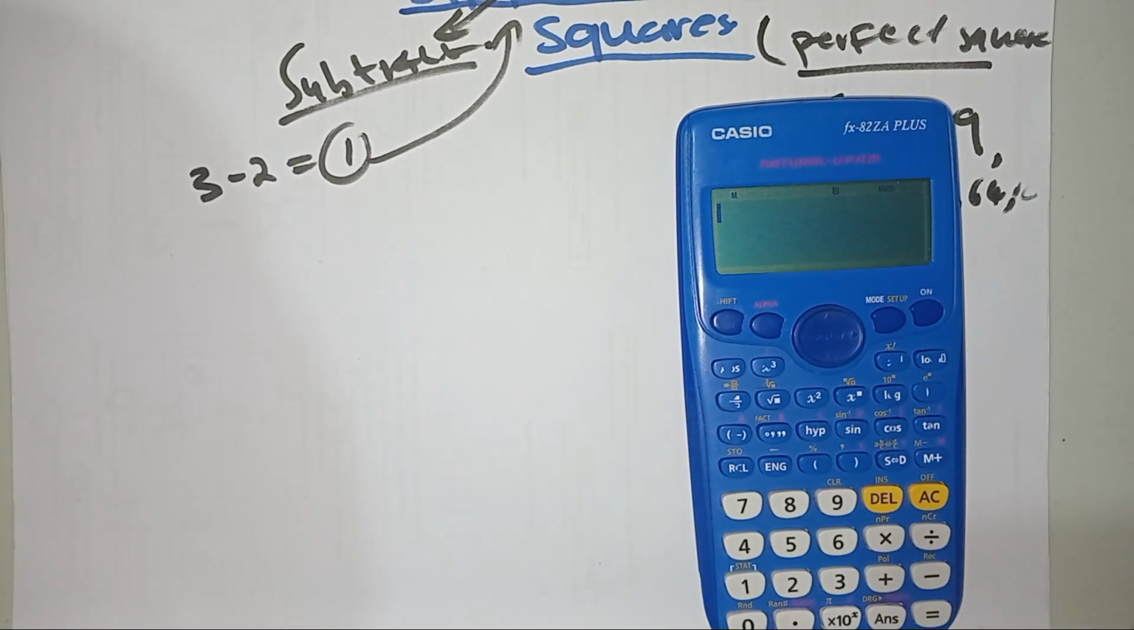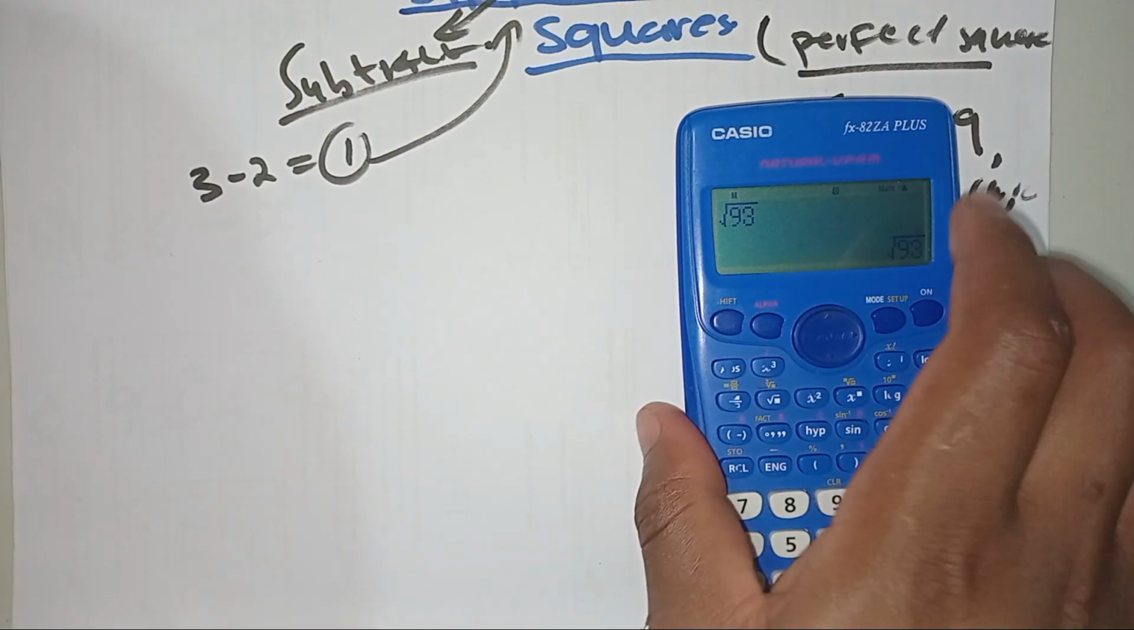How do you check if a number is a perfect square? You put it in the square root, and if it gives you something like this, it means that number is not a perfect square. I hope we're clear on that.